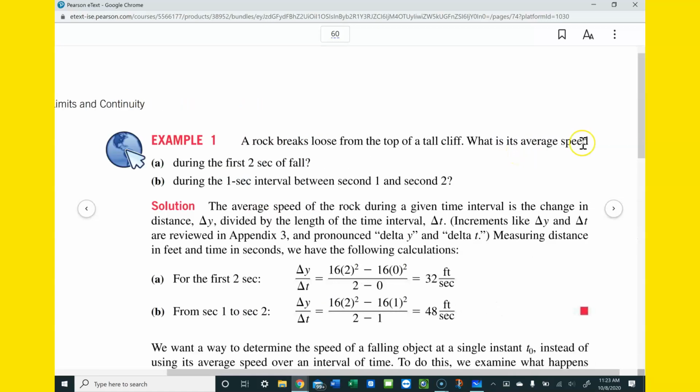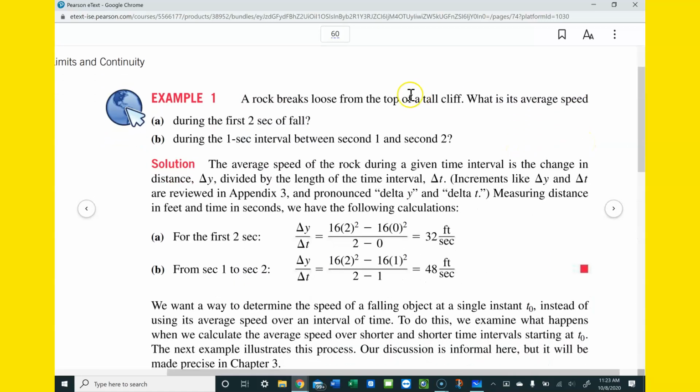Example 1. A rock breaks loose from the top of a cliff. What is its average speed during the first 2 seconds of falling? Or, part B, during the 1 second interval between the first second and the second second.